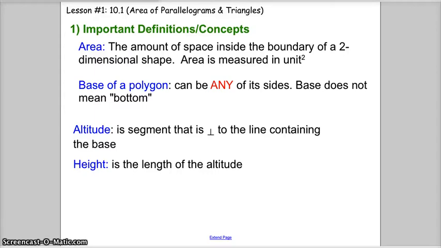The purpose of this video is to go over how to find the area of triangles and parallelograms. Important definitions and concepts: area is the amount of space inside the boundary of a two-dimensional shape. Area is measured in square units.